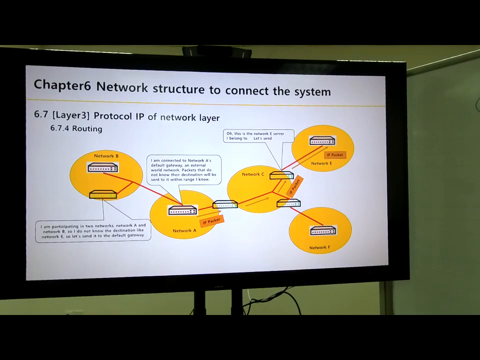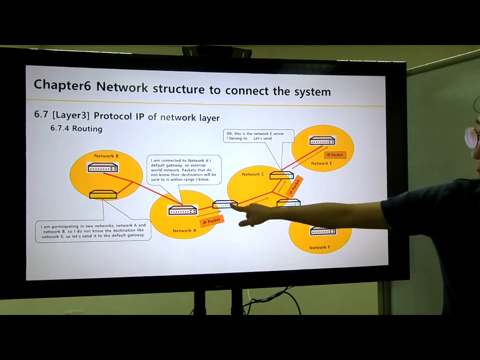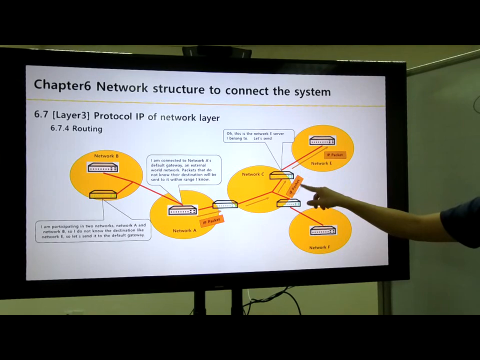This means the same. If network C wants to request something from another network and doesn't have this one, I will send it on. When the router delivers it, it can find a matching network address. This is the network E servers I belong to. Understand? So the IP packet goes through this one, and I can catch it.